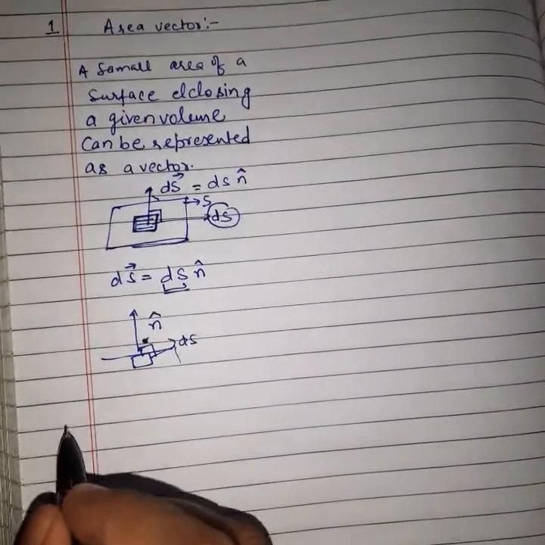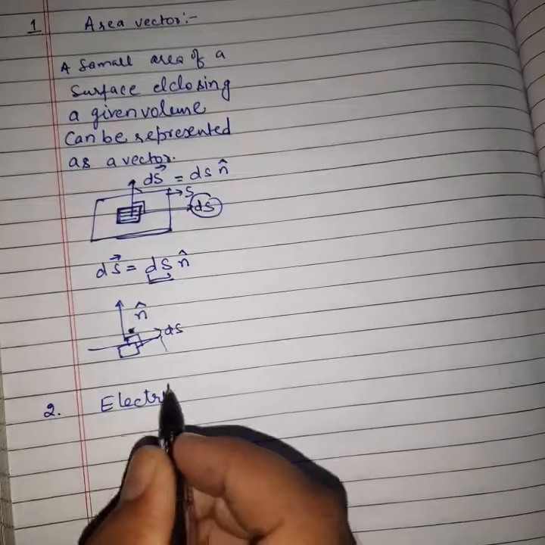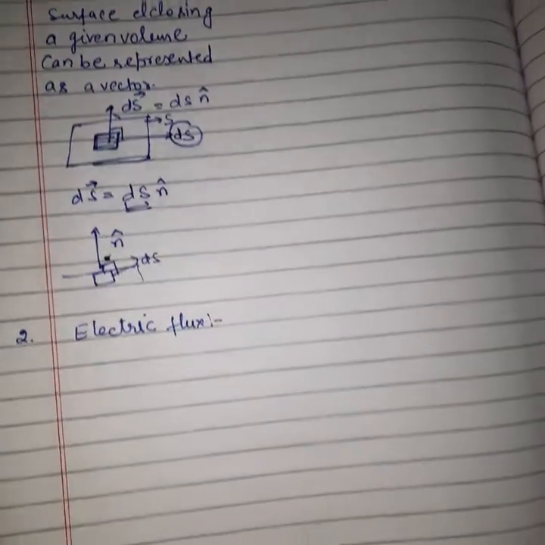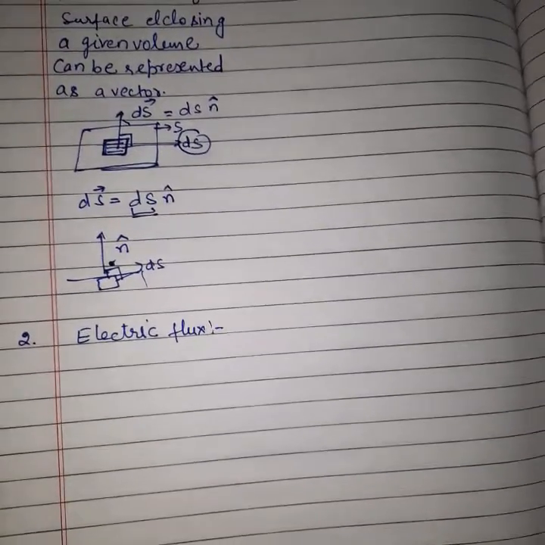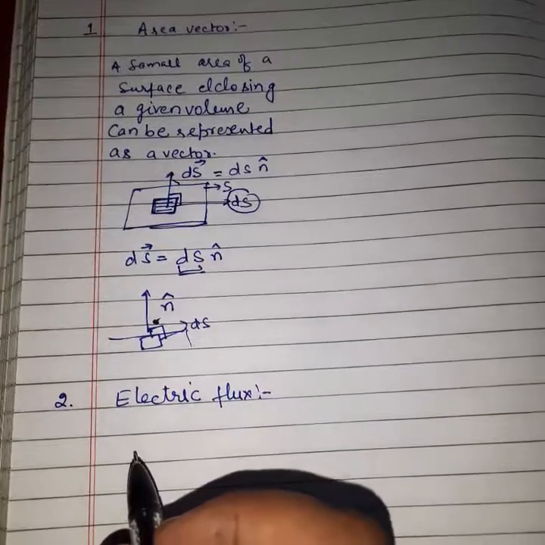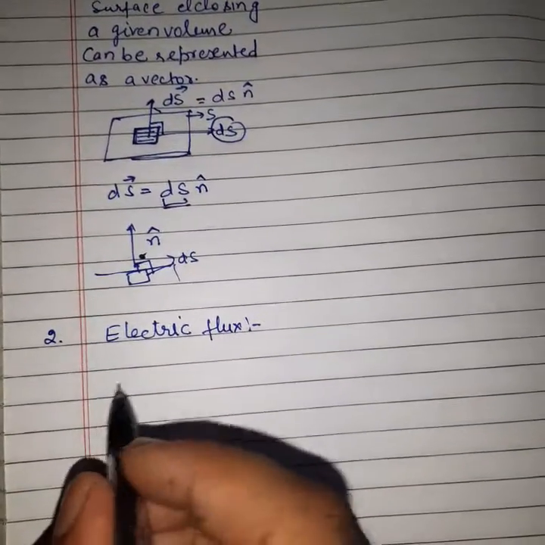Number 2, the second definition, is electric flux. This is also a most important topic because it is very helpful for understanding the concept of Gauss theorem. Listen, first of all I am telling you the definition of it. So listen carefully. Electric flux.